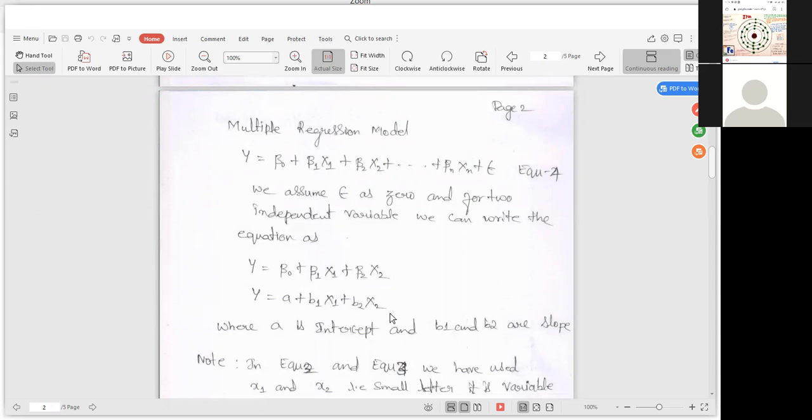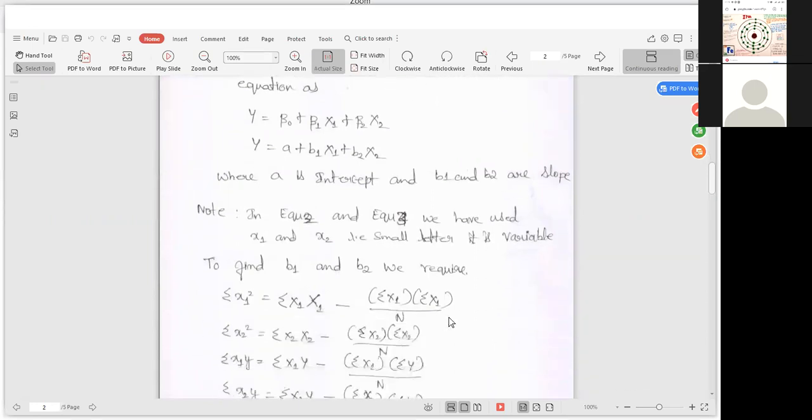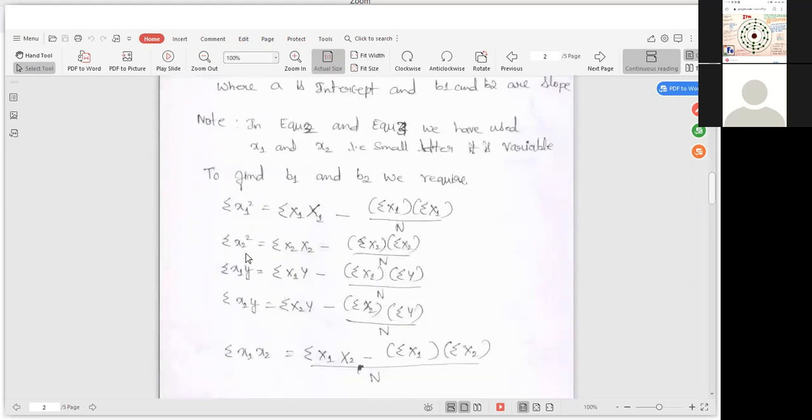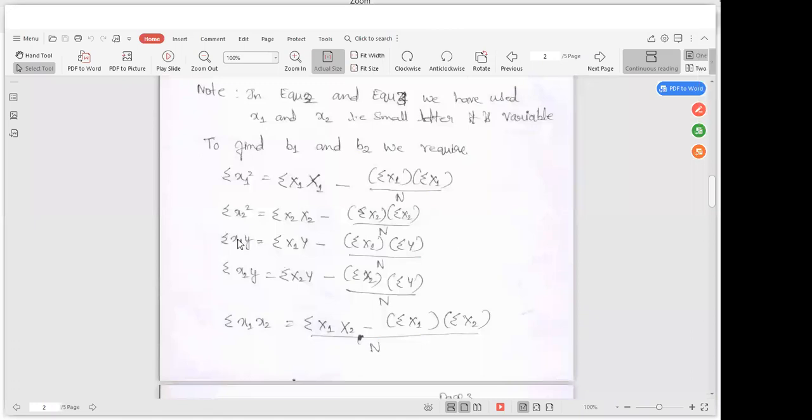Now in equations 2 and 3 we have used x1, x2 in small letters, which denote variance, not a variable. To find v1 and v2, we require these values, as I said: summation of x1 square, summation of x2 square, summation of x1y, summation of x2y, and summation of x1x2. If you know these 5 things, you can substitute them in equations 2 and 3 to find v1 and v2. Once you find that, you can easily find the intercept.